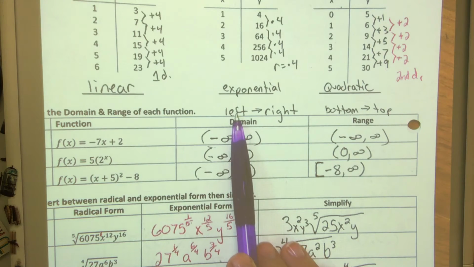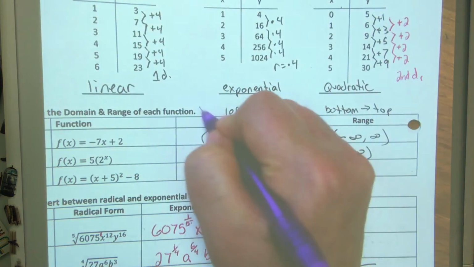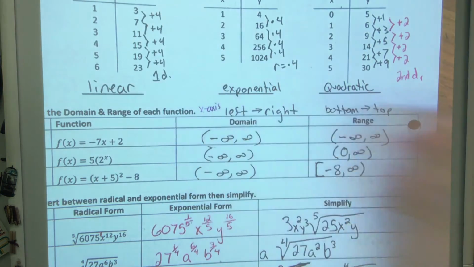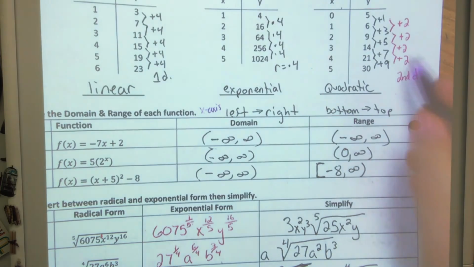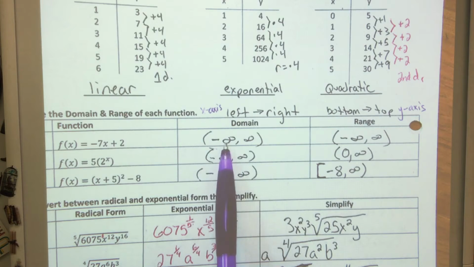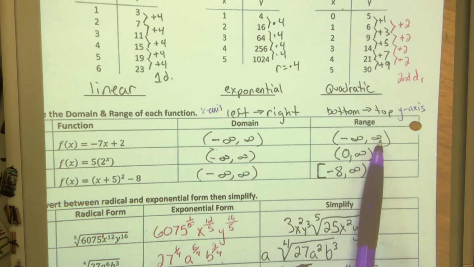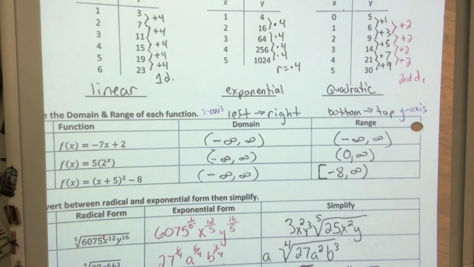Remember, domain, we're looking at the x-axis from left to right. For the range, bottom to the top, we're looking at the y-axis. Okay, so negative infinity to infinity and negative infinity to infinity for this equation. And you can actually put it into your graphing calculator and graph it so you can look at the picture. Do the same thing for 5 times 2 to the x.